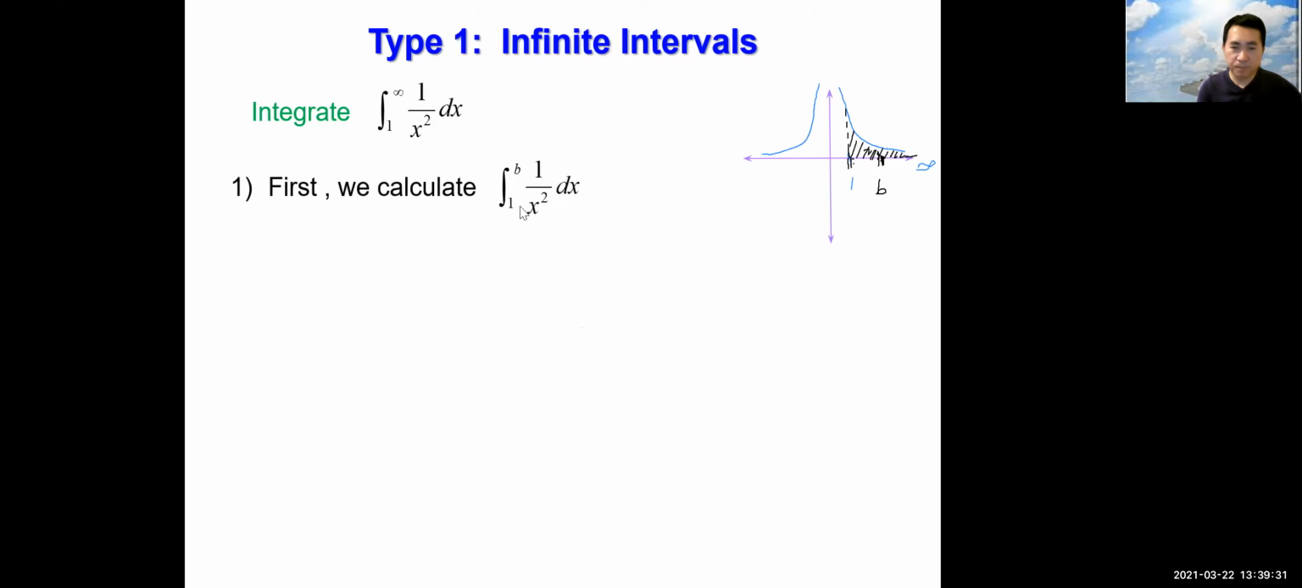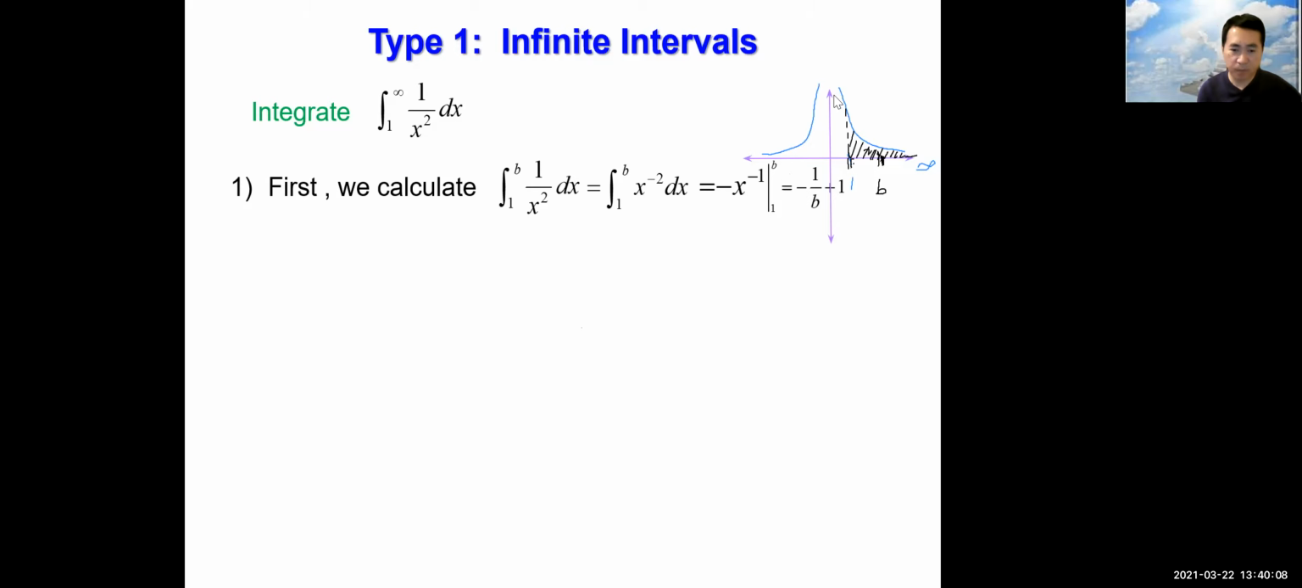So that's why the first step is we calculate the integral from 1 to b of 1 over x squared. Now, this is a proper integral. I can find the antiderivative of this function. We write it as x to the -2. Using the power rule, you add 1, which gives x to the -1 over -1, right? So now you have -x to the -1 from 1 to b.